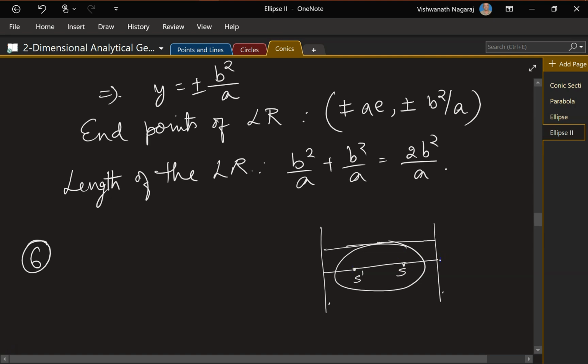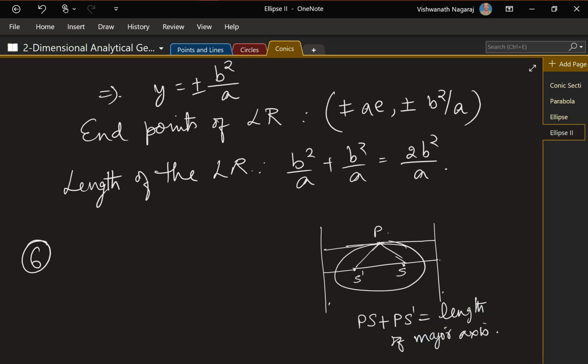So basically the interesting aspect is that if we connect an arbitrary point to the two foci, then the sum of the focal distances, so let's say this is P, so PS plus PS dash is equal to the length of the major axis. Okay, let's see how we can prove that.